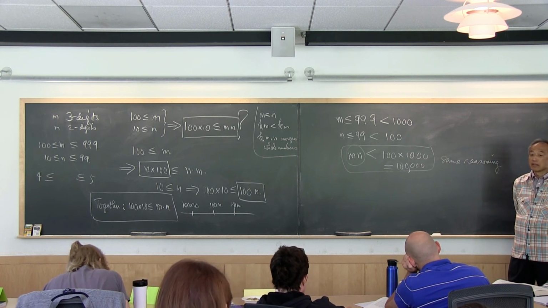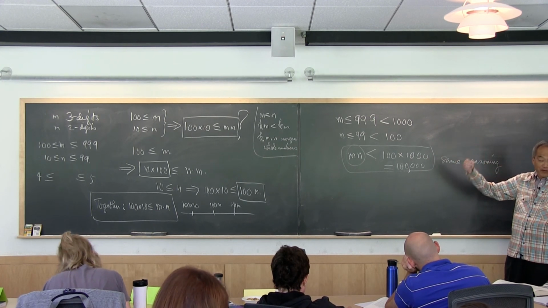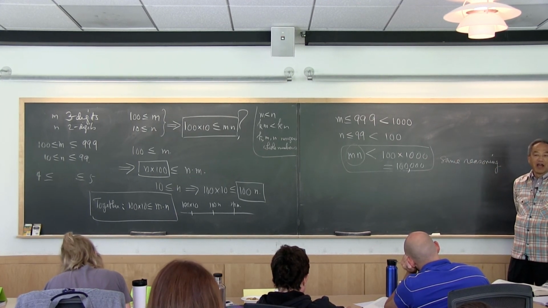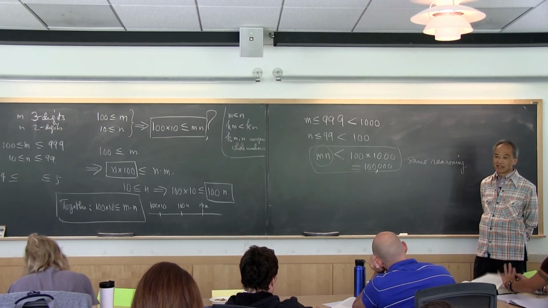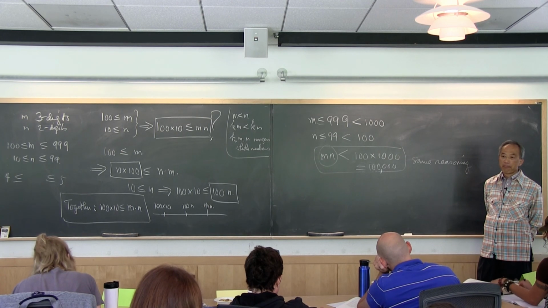But it cannot be 6 digits. So it cannot be fewer than 4 digits. It cannot be more than 6 digits. What do you think it is? Either 4 or 5, right?